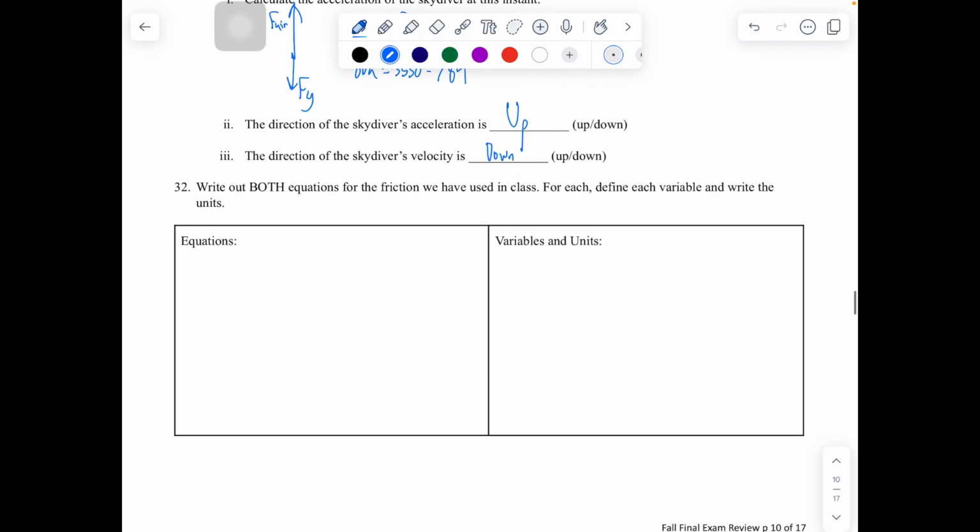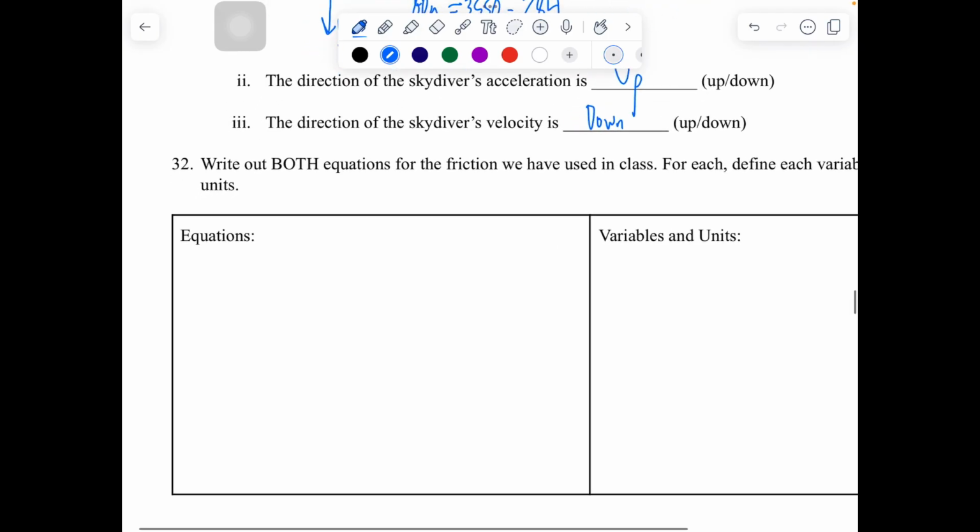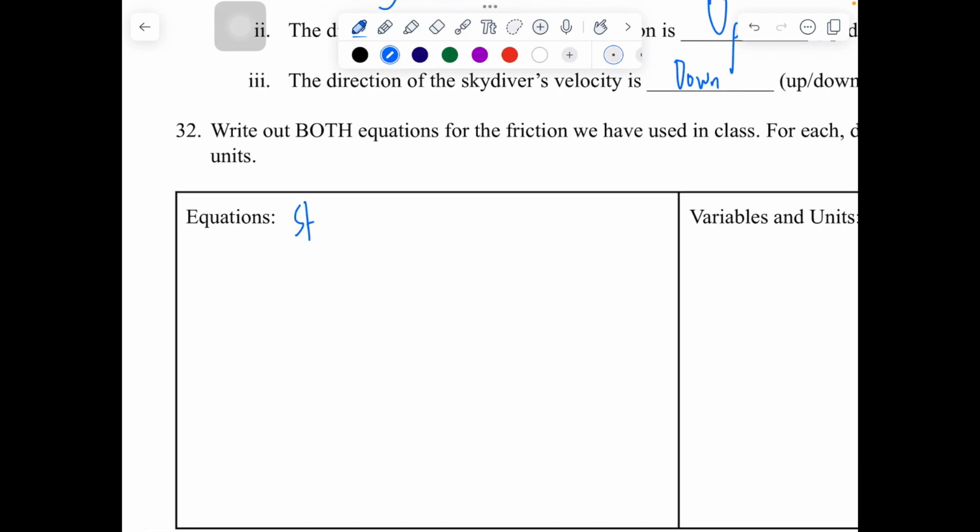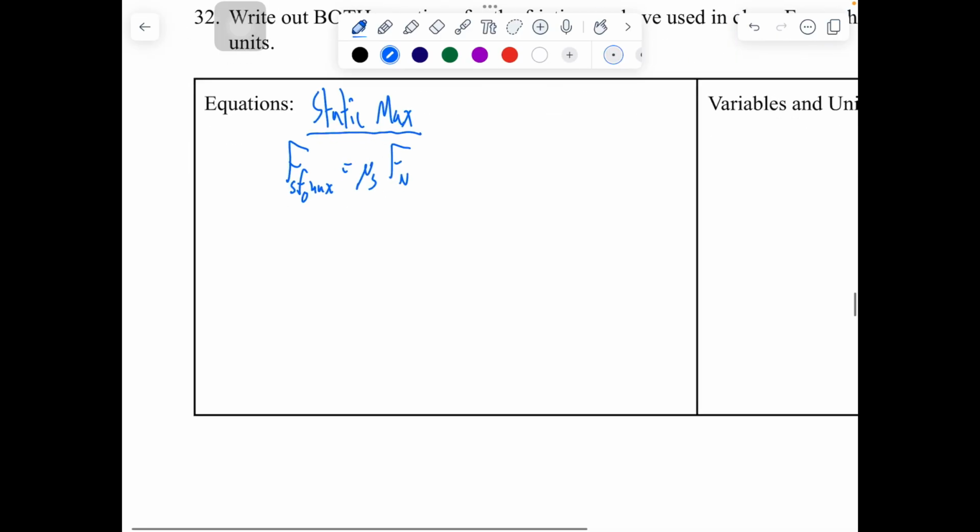Write out both equations for friction. We have our static friction, in particular the maximum static friction, and that is that the force of static friction max value is the coefficient of static friction times the normal force. And then we have our kinetic friction, which is that our force of kinetic friction is the coefficient of kinetic friction multiplied by our normal force.